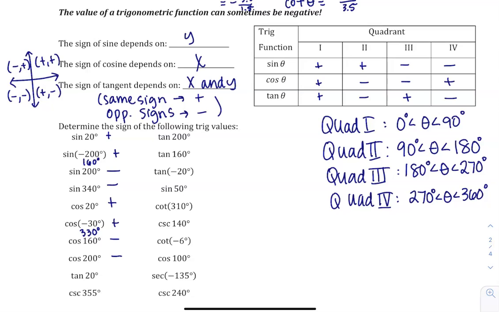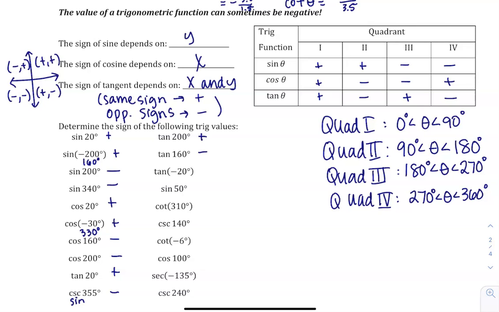Let's do tangent. Tangent of 20 degrees, we're in the first quadrant, so tangent is positive. Cosecant, remember we're going to compare that to sine. 355 degrees is in the fourth quadrant, so sine is negative there. Cosecant will also be negative. Tangent 200, we are in quadrant 3, which means tangent is positive in quadrant 3. 160 is in quadrant 2, so tangent is negative there.